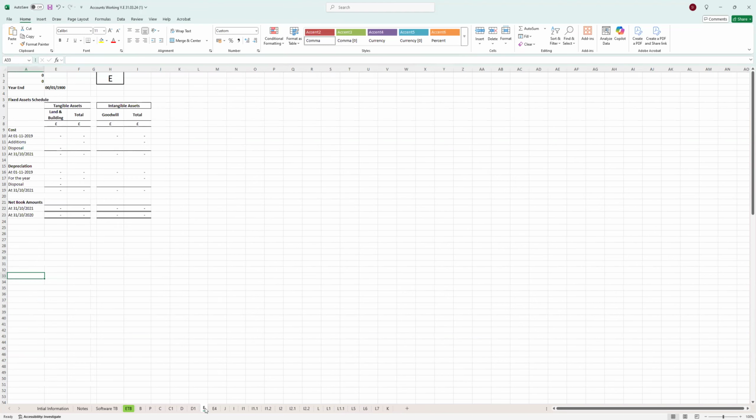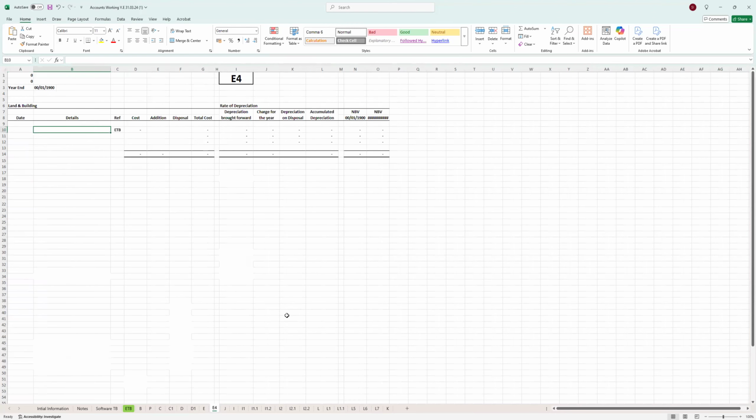Then we have the E section. The E section is important. Here we're looking at the breakdown of our fixed assets. Sometimes we call it non-current assets. So looking at the cost of the asset, addition, disposal, and the depreciation, that will give us the net book value at the end of the year. Very important. This is the way we can tell when we bought this asset, how much the cost was, how much the depreciation was, and how much the net book value is at the end of the year.